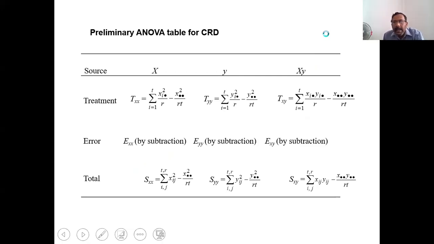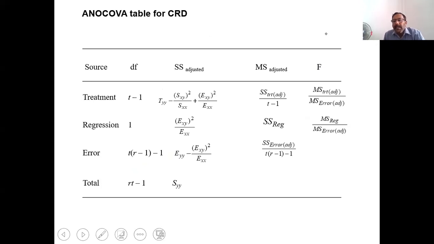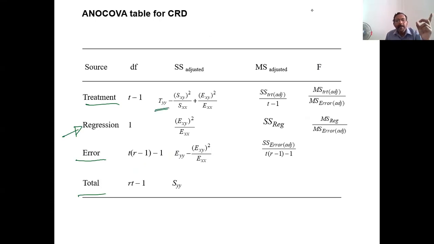This is not ANOVA, right? Now I am going to put up ANOVA for CRD. This is the real ANOVA for CRD. Now you see, in a normal CRD, can you remember? We have treatment, error, and total. Here we have additional information, regression. I said it is a combination of regression and ANOVA, so that it's there. Now don't ask what is TYY. It is from the previous calculations. TYY, SXY, EXY, and so on.